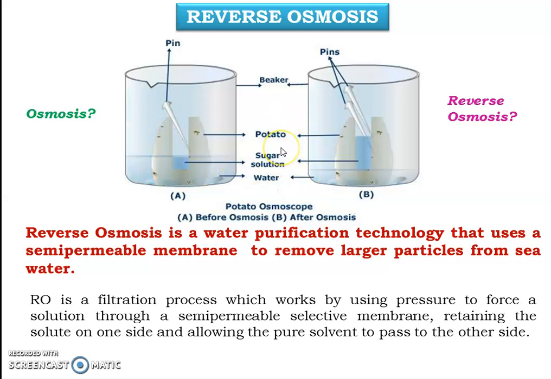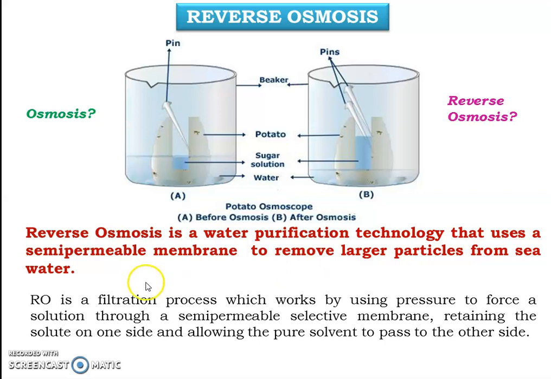Exactly the reverse of this process is called reverse osmosis. That means the movement of the solvent molecules takes place from higher concentration to lower concentration through a semi-permeable membrane. Here we apply pressure greater than the osmotic pressure, so the solvent molecules present in the sugar solution are forced to move to the lower concentration through the semi-permeable membrane.